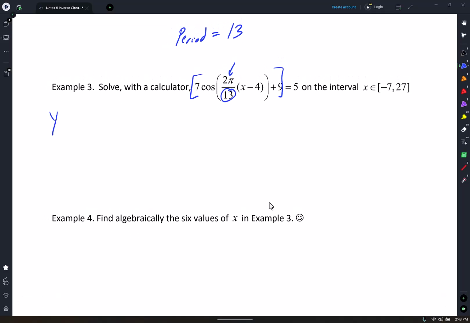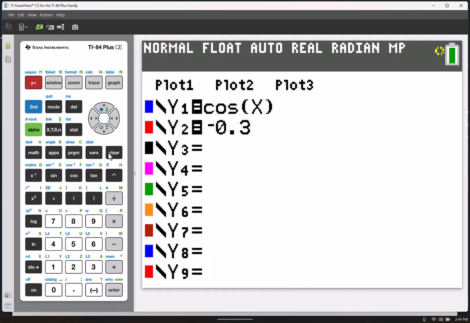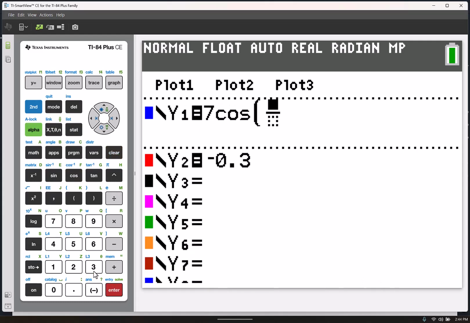I'm going to type on y1: 7 cosine, open parenthesis, 2 pi over 13, parenthesis, x minus 4, close, close, plus 9. And on y2, I'm going to type 5. So do that. You take your calculator, y1, and I already forgot what it was. You guys are going to help me out. 7 cosine 2 pi over 13. So there's my 2 pi. There's my 13.